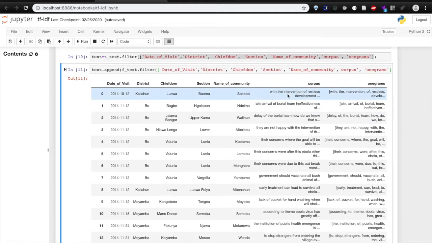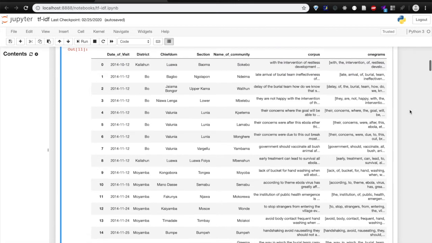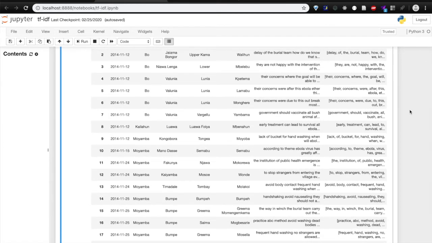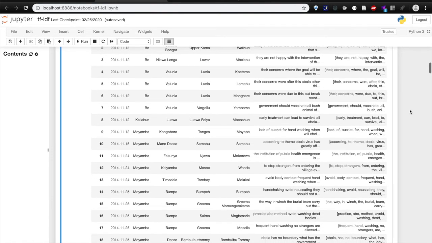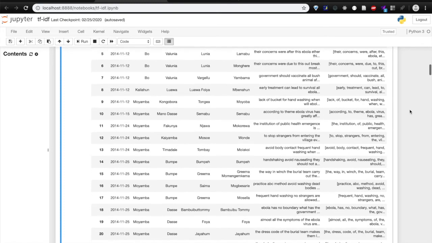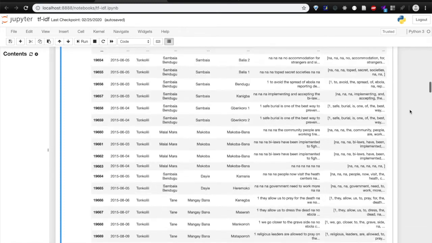And so we see here that each visit to each community has a corpus, and then that's been broken up into 1 gram, so single words separated by a space or punctuation. This step doesn't actually have any data cleaning involved, so it's very much a rough pass, but with a data cleaning step, I believe this could be pretty helpful.